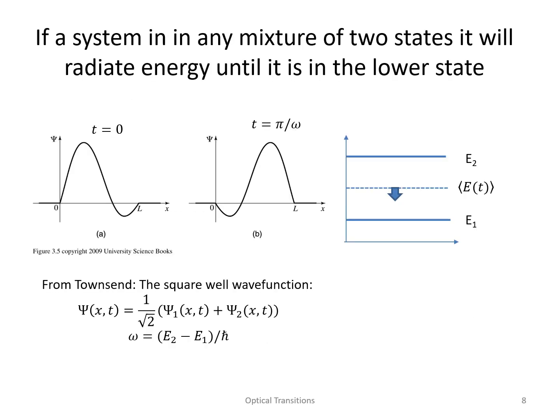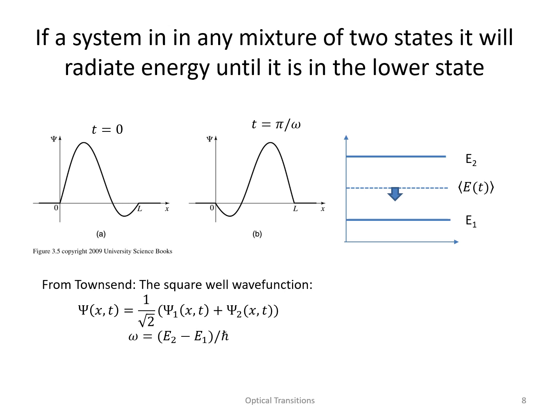To summarize what I just said, if a system's in any mixture of two states, it will radiate energy. So here's my two energy states for the ground state and the first excited state. Now I've mixed them as I did a few slides ago. And this system will radiate because the wave function is sloshing from side to side. If the system is radiating, then energy is being emitted from the system.